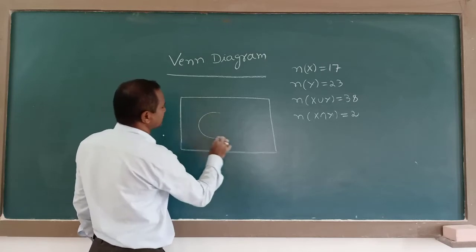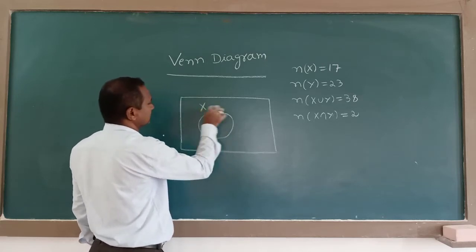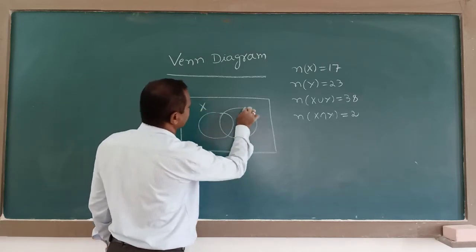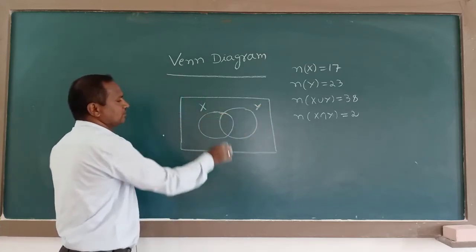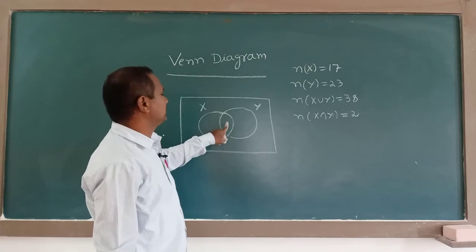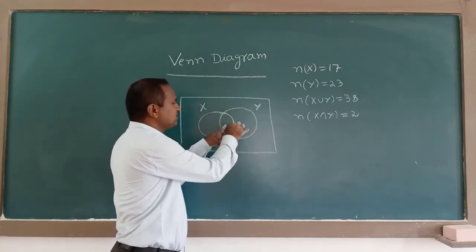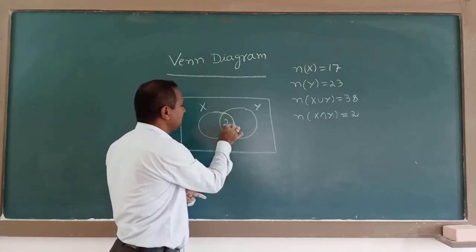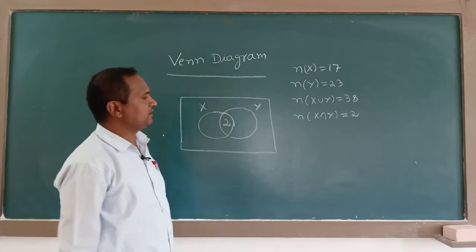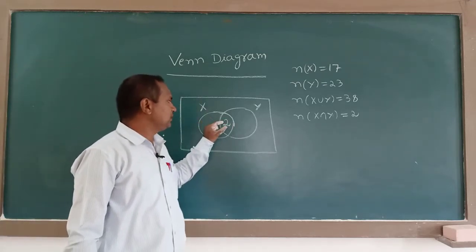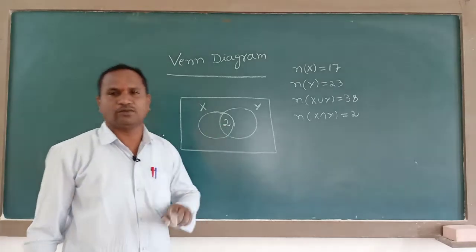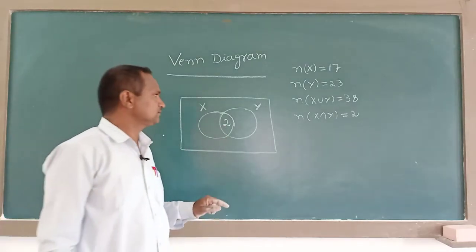It is set x, it is set y. Common elements: what are the common elements we should write first? Common elements how many? 2 are there. How many elements for the common? For x and y, 2 we are getting. That's why I put 2 only. That should be common to both sets x and y.